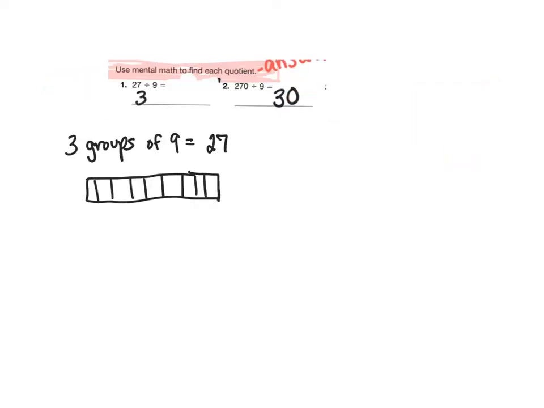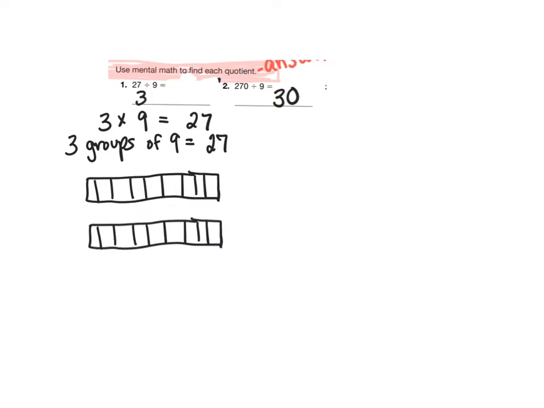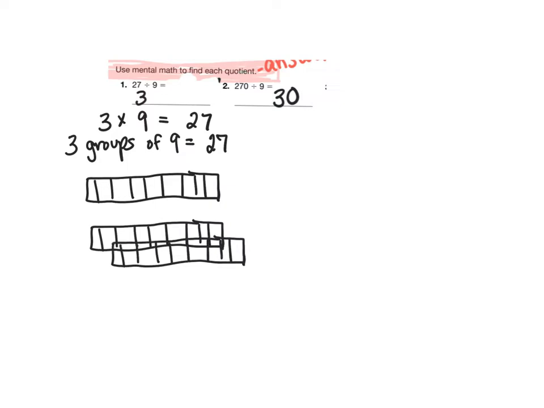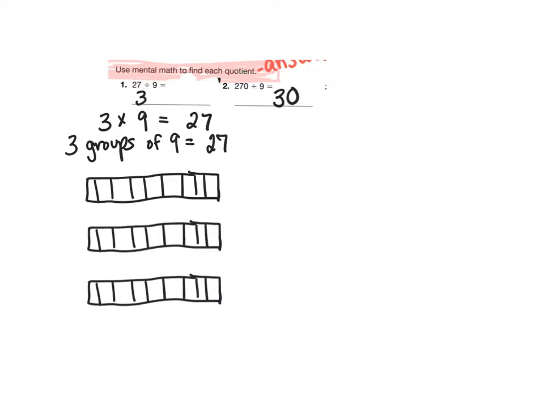Okay, so the way I want to explain this to you is think about what a multiplication or division expression is. When we look at it in terms of multiplication, we know that 3 groups of 9 equals 27. So I could look at, here's my first group of 9. If I have 2 of those, I have 18. And if I have 3 of those, I have 27.